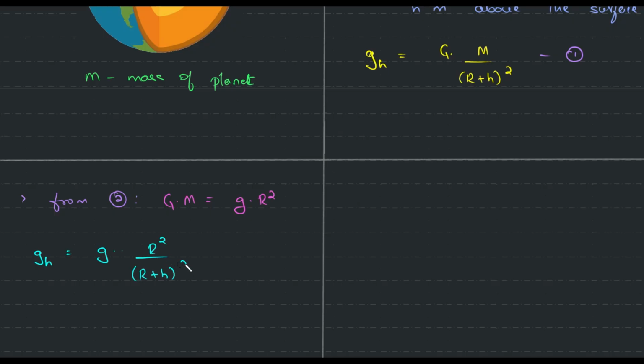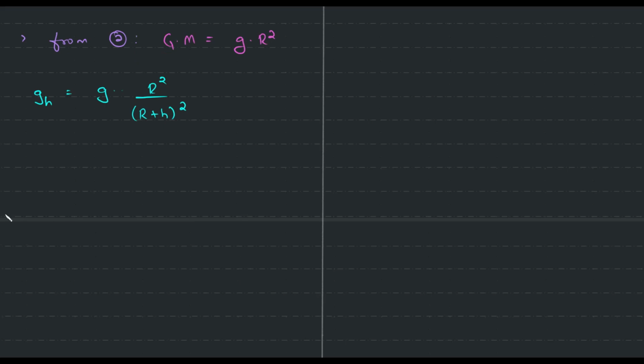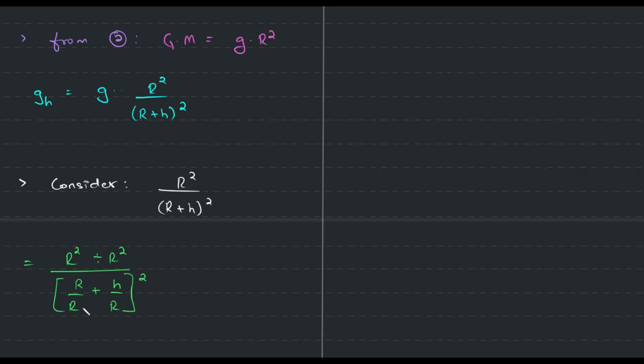And this further can be simplified. So that's what we are looking at. So for that, let's consider the expression r square by r plus h the whole square. So first thing is, we're going to divide r square in both the numerator and denominator. So each term is getting divided by r square. So I'm taking the r square to each of this term. Since the entire square is there, I can do this.